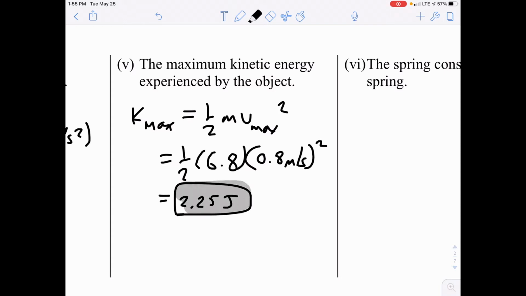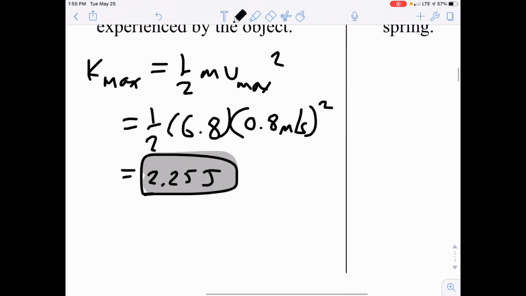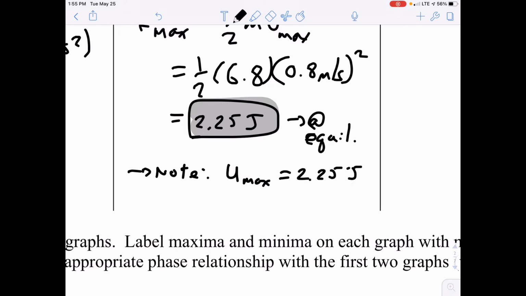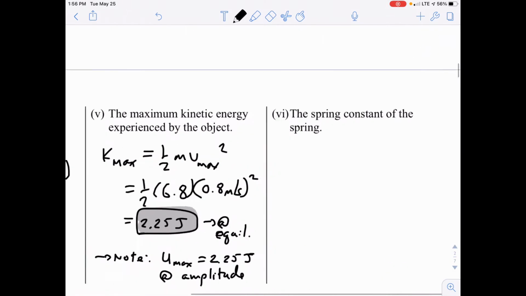Okay, now something important to note. This is the maximum kinetic energy at equilibrium. Well, something to note, the maximum potential energy is also 2.25 joules because, again, law of conservation of energy, right? At the amplitude position. So it's the same maximum energy, but at different locations. And finally, the spring constant.